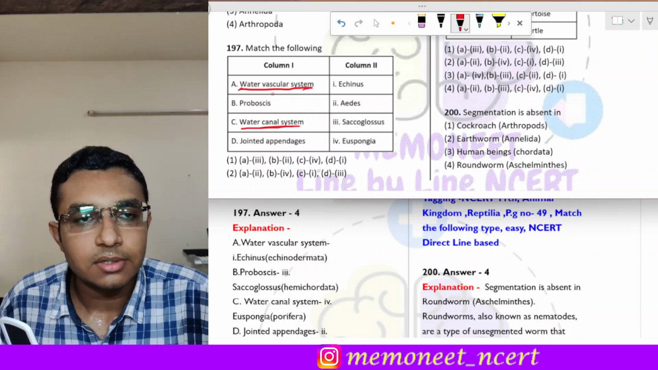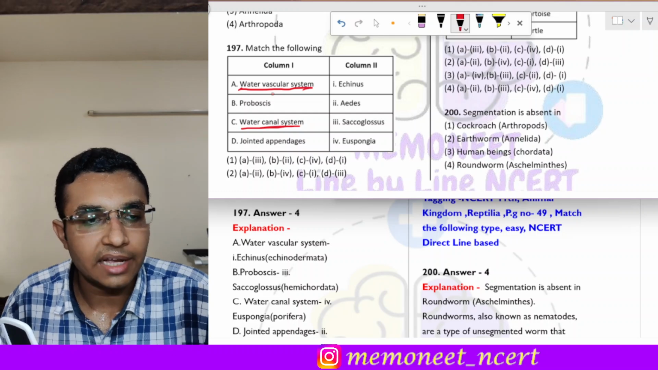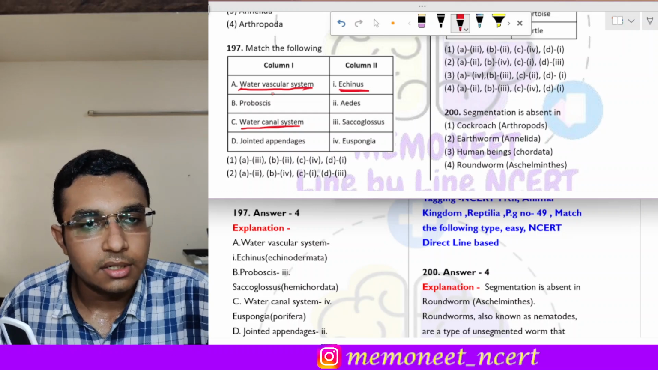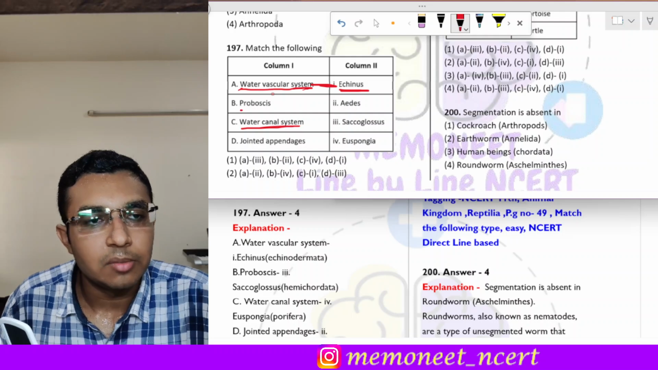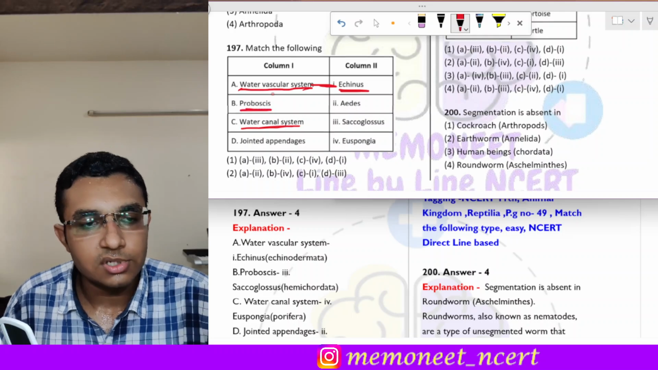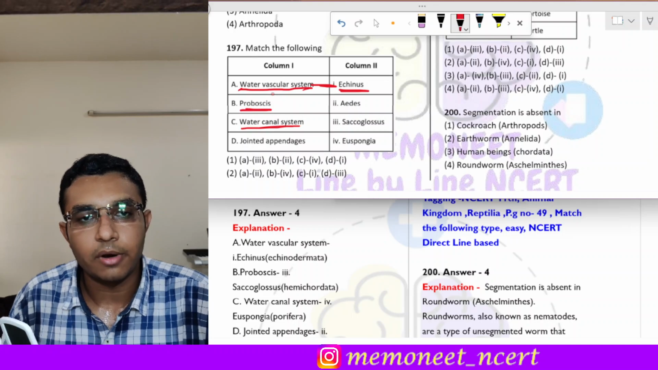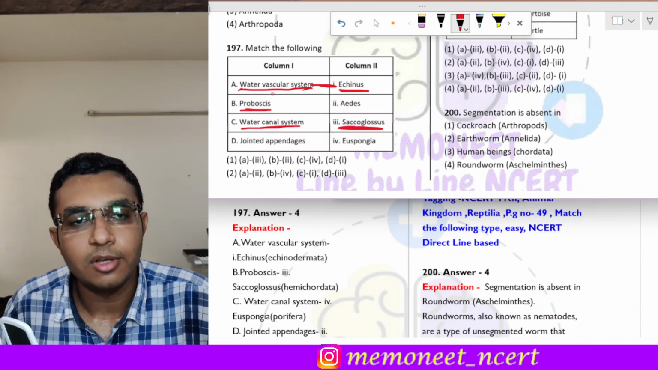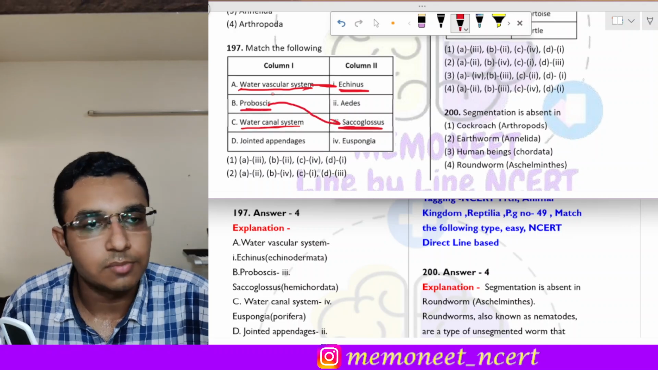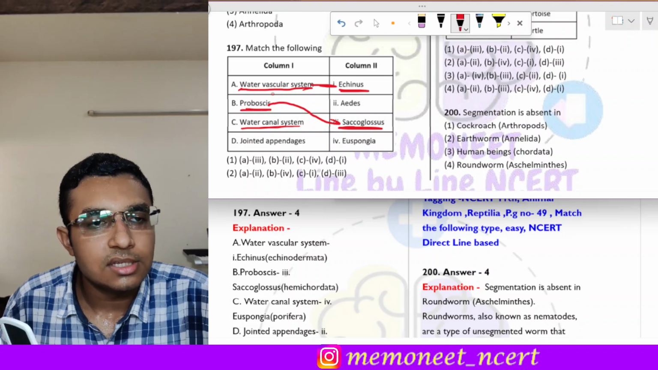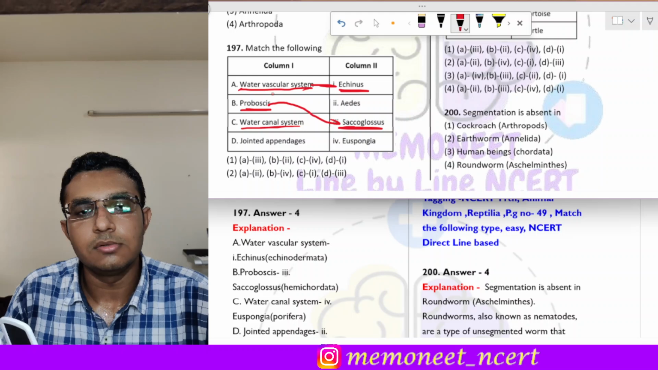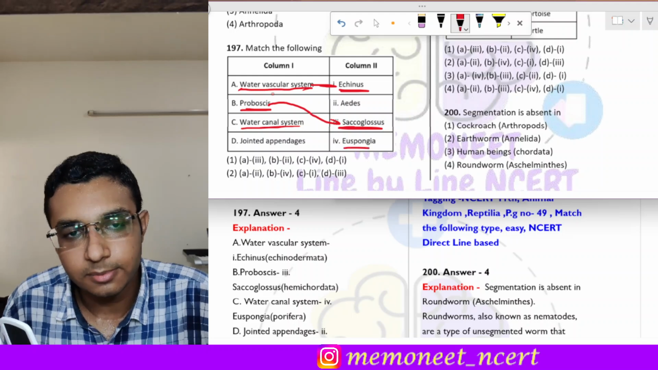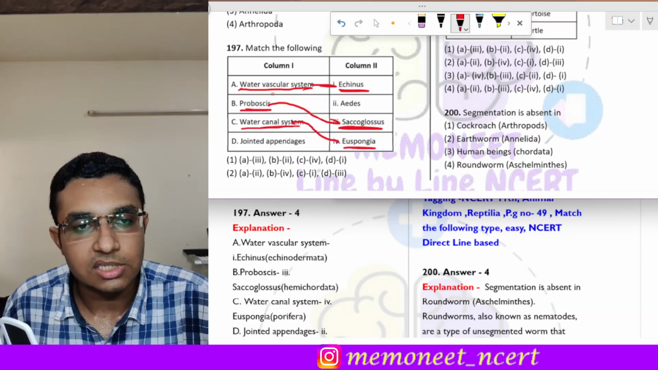Now let us see them. Water vascular system is a characteristic feature of Echinodermata, so it goes with Echinus. So A goes with 1. Then B is proboscis. Proboscis is a characteristic feature of Hemichordata and an example of Hemichordata is Saccoglossus, so B goes with 3. Then C is water canal system. As we discussed, water canal system belongs to phylum Porifera and an example of Porifera is Euspongia. So C goes with 4.